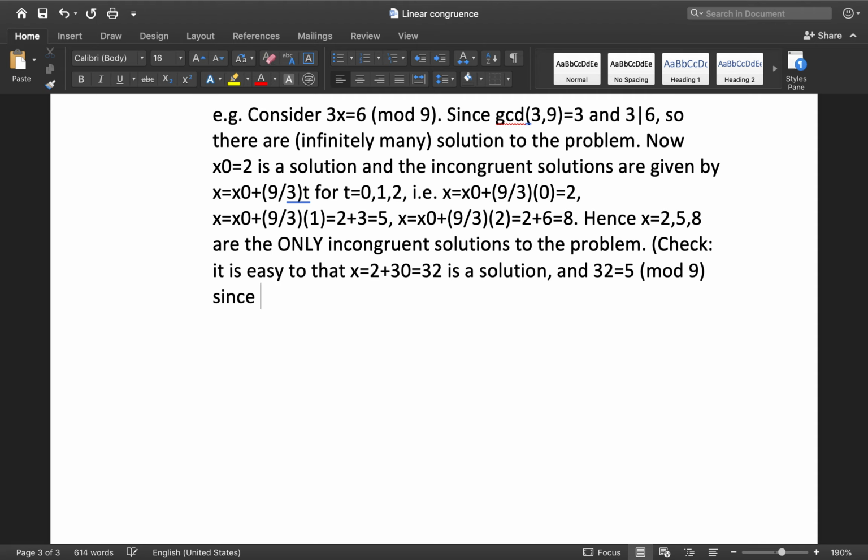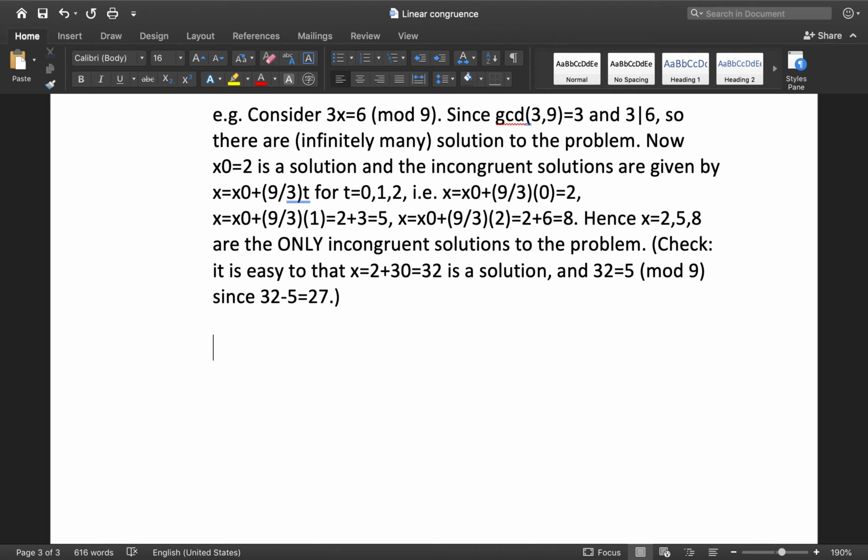Since 32 minus 5 is 21, and 21 is congruent to 0 modulo 9, even though you have another solution which is 32, 32 is nothing but just 5 after you take the congruence modulo 9. So that's why I said you only have 3 different incongruent solutions to the problem. So we got it.